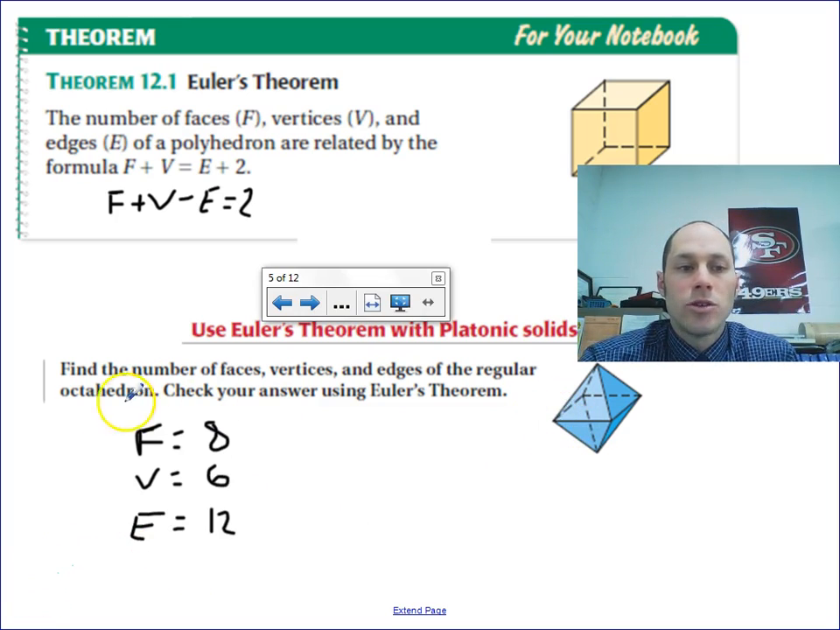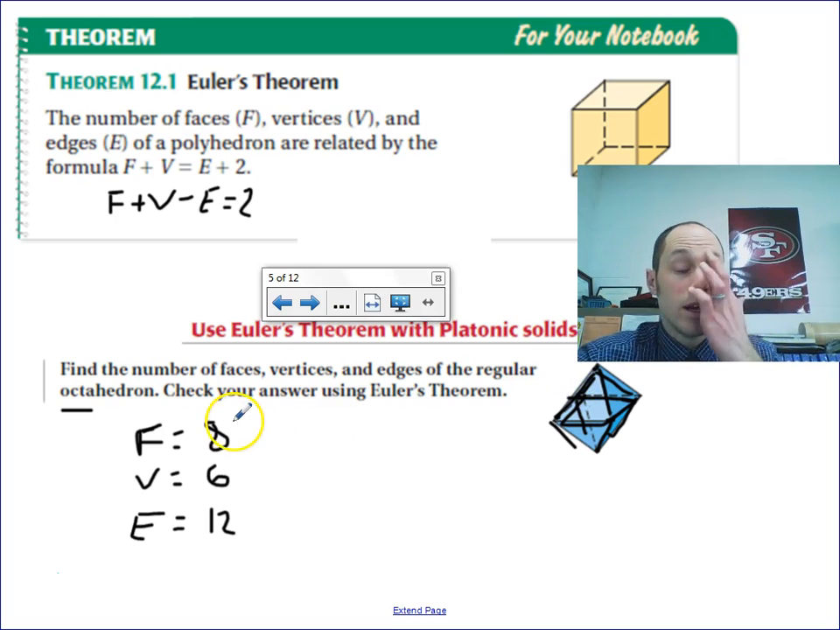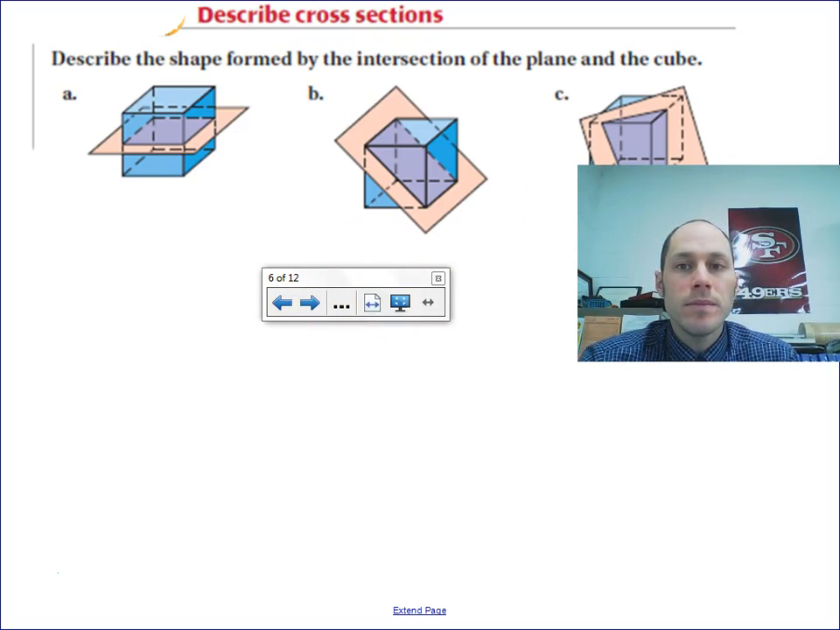So in the octahedron, we have 8 triangular faces going around the top and the bottom. We have 6 vertices, 1 at the top, 4 along the side, and 1 at the bottom. And then 12 edges, 4 along the bottom, 4 along the middle, and 4 going to the point on the top. And 8 plus 6 is 14, minus 12 is 2. So Euler's theorem works for that one.